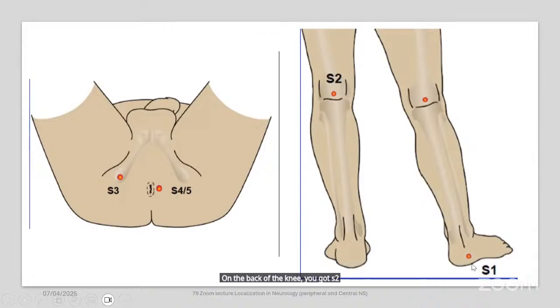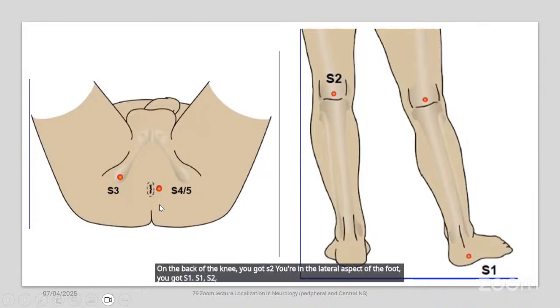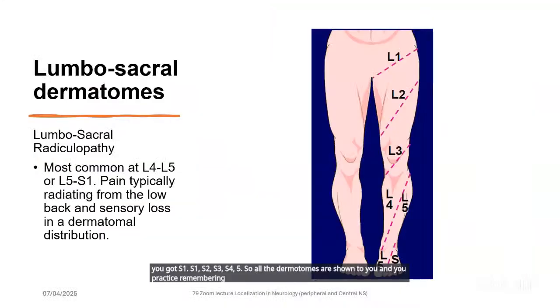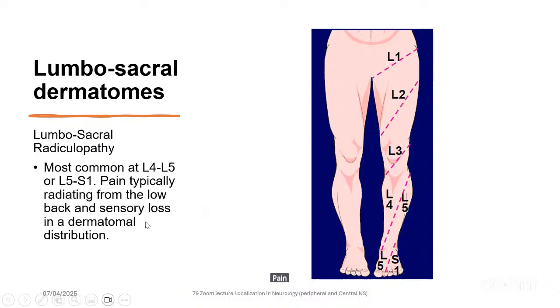On the lateral aspect of the foot, you have S1, S1, S2, S3, S4, 5. So all the dermatomes are shown to you, and you practice remembering these dermatomes. The lumbosacral dermatomes are very important, which we have seen most commonly at L4-5 or L5-S1: pain typically radiating from the low back and sensory loss in a dermatomal distribution.